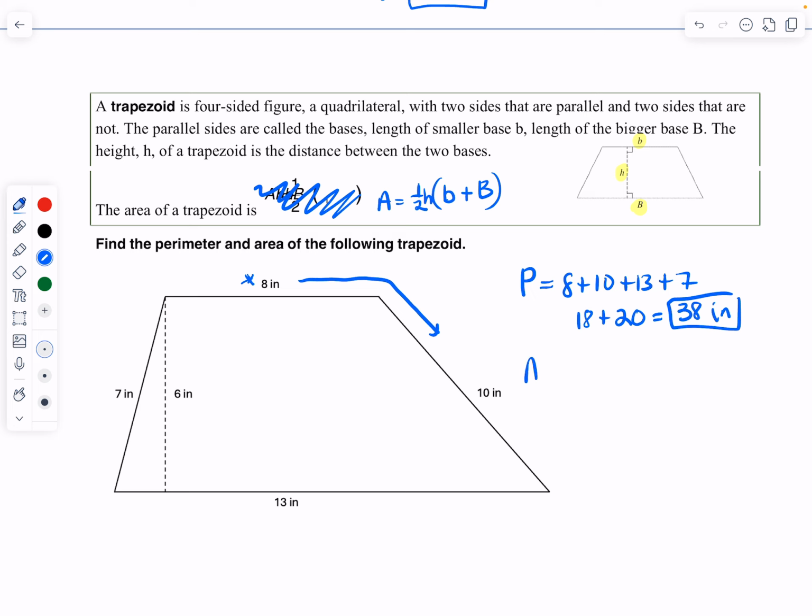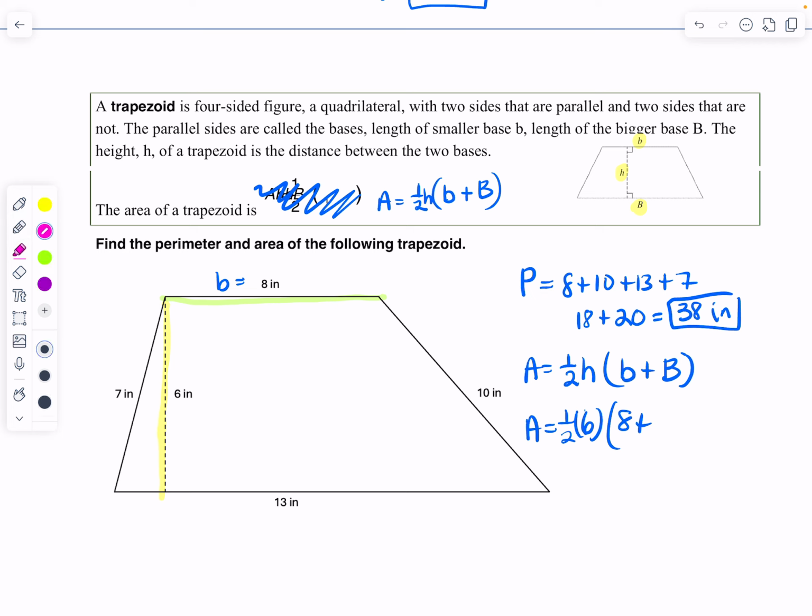Now I want to find the area. So I take 1/2 times the height, and then I'm going to add the smaller base plus the larger base. Okay, so area equals. Now I want to look at this. I know the height here is 6. So I'm going to take 1/2 times 6. Now, the smaller base, and I'll use green for this, the smaller base is 8 plus the larger base is 13.